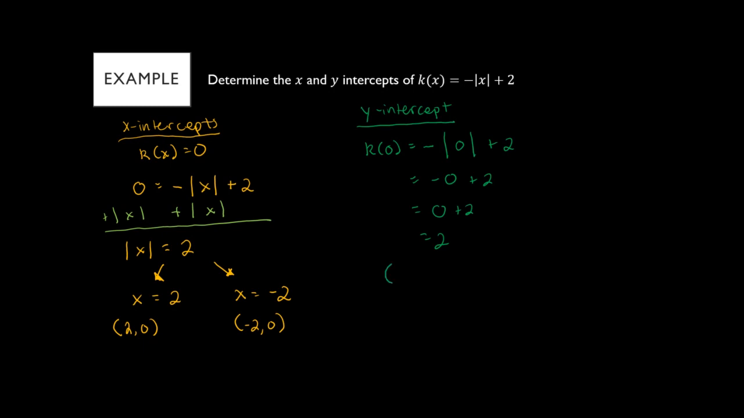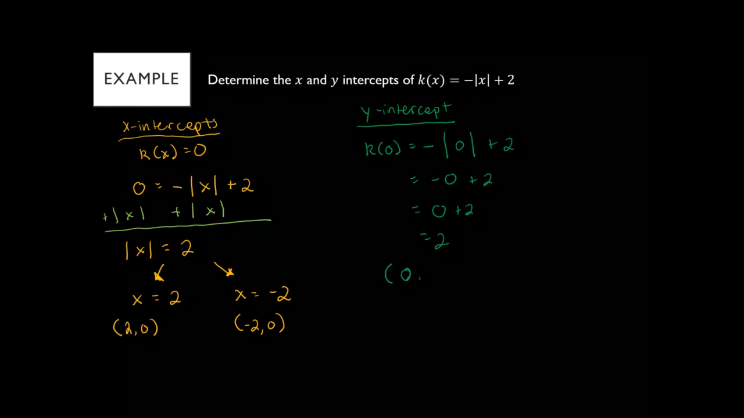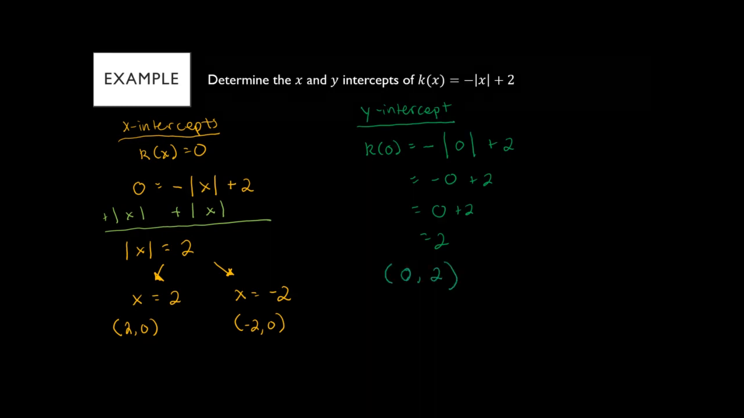So the y-intercept here is 0, 2. Because remember, your y-intercept, the y is the output, and the function notation is also output. So they're equivalent. They basically mean the same thing. We're just using different notation for it. That's all. So we have two x-intercepts, one y-intercept.